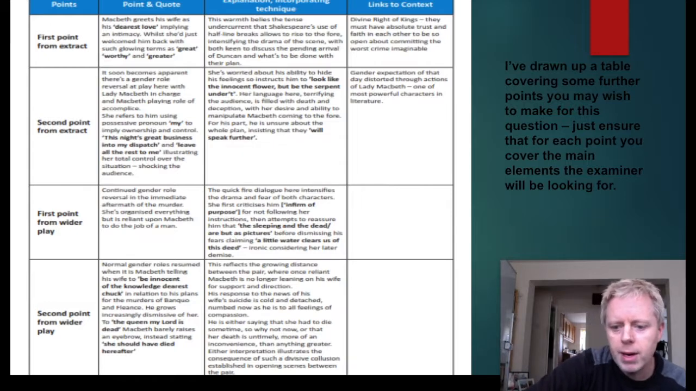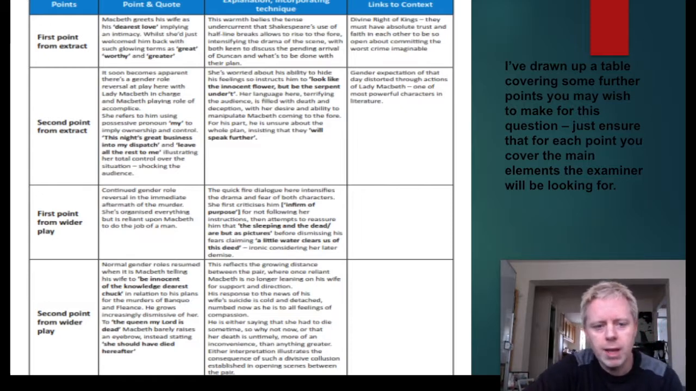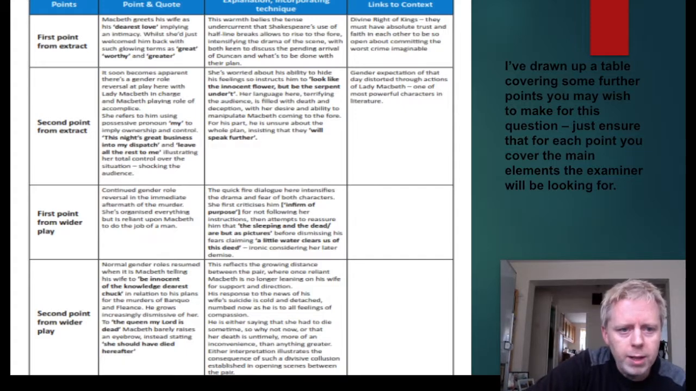Remember, not every paragraph point has to connect to context, so long as, say, 2 of them do. That should be sufficient. I'm not going to read through all that now. You can pause, zoom in. You can print it out if you've got the PDF. But I'll read the points.